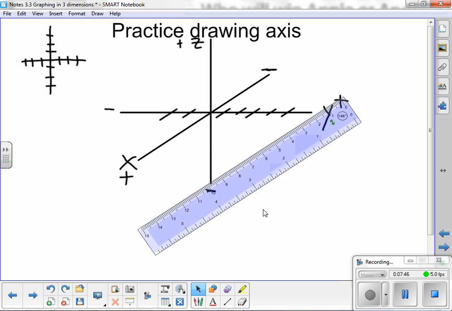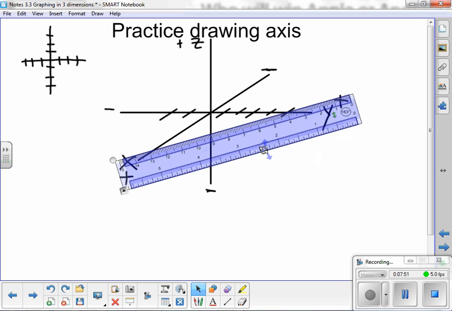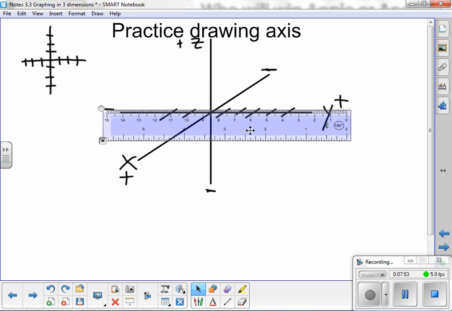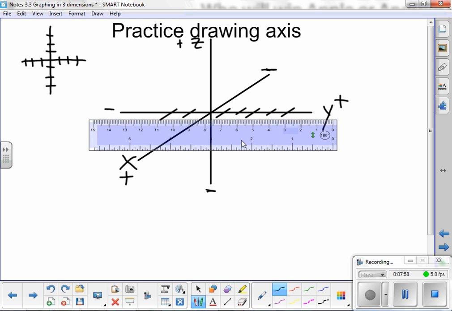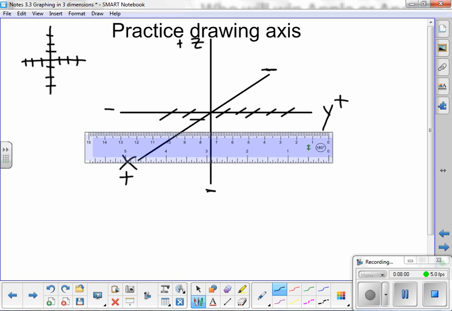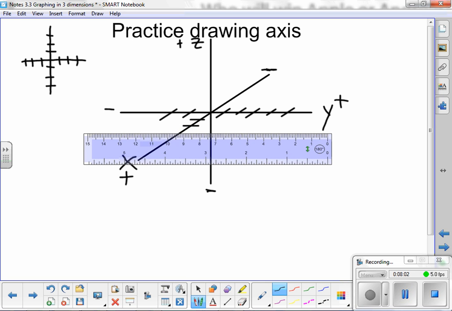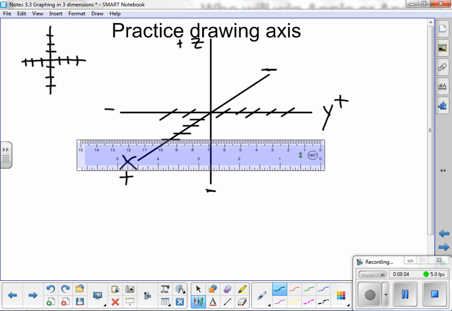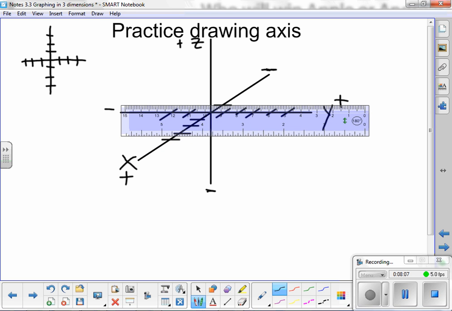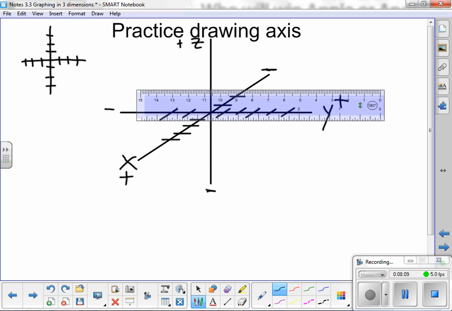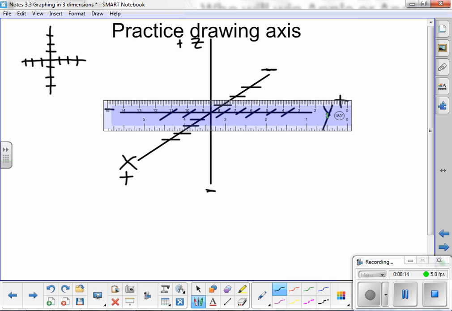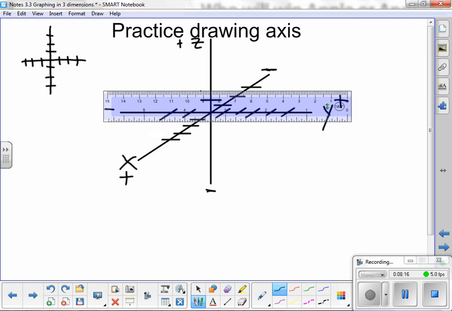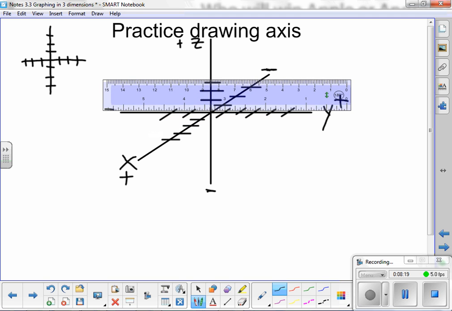Now, if I want to make marks on my x-axis, I'm going to tilt my ruler until it's parallel with my y-axis. Okay, so it's parallel. And now I'm going to make my marks along my x. And you can do a few to the negative. Now your z-axis, you can put that parallel to your x or your y. It's just a matter of preference. I like making my z-axis parallel to my y-axis, and then I just make them side to side like this.